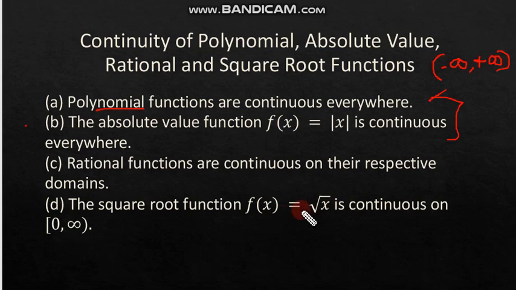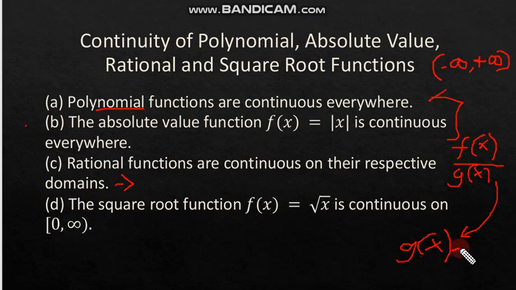For letter C, rational functions are continuous on their respective domains. There are values of x at which the function is discontinuous: if the denominator of a rational function is equal to 0. So remember this: if our denominator is equal to 0, our rational function is discontinuous at that point.